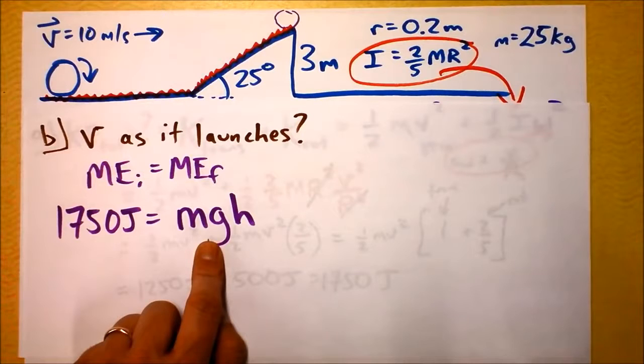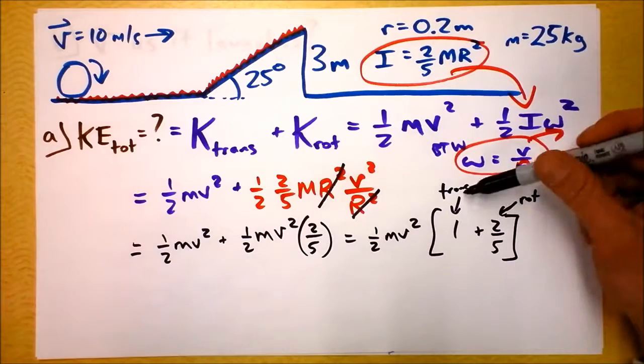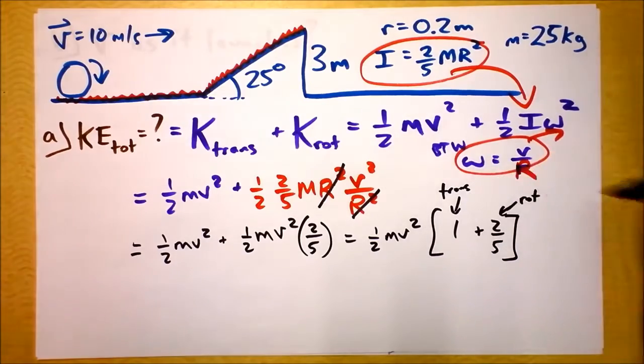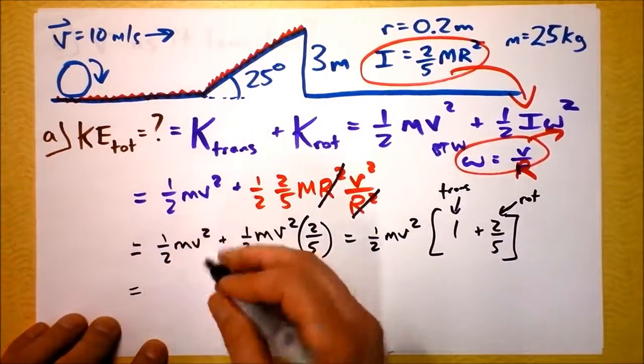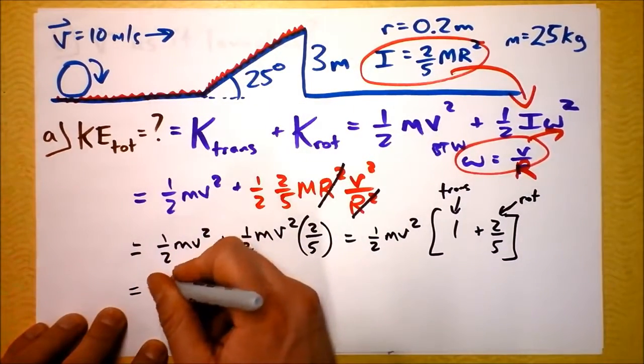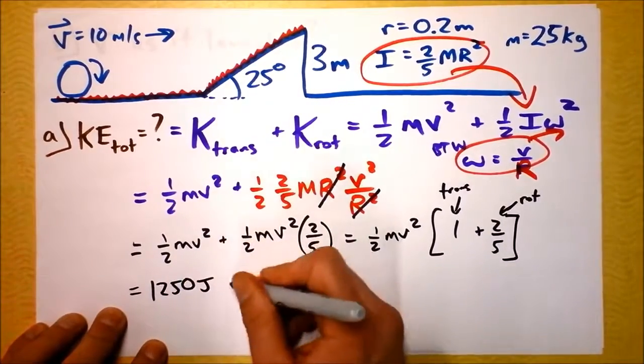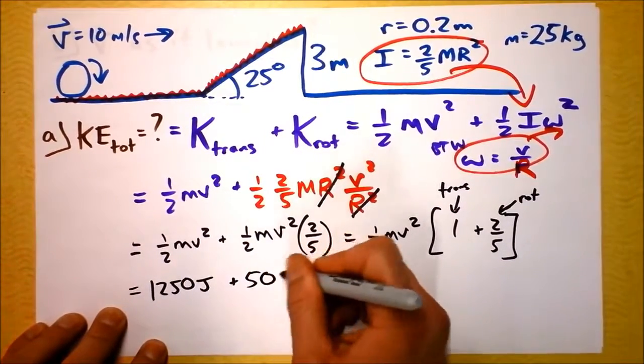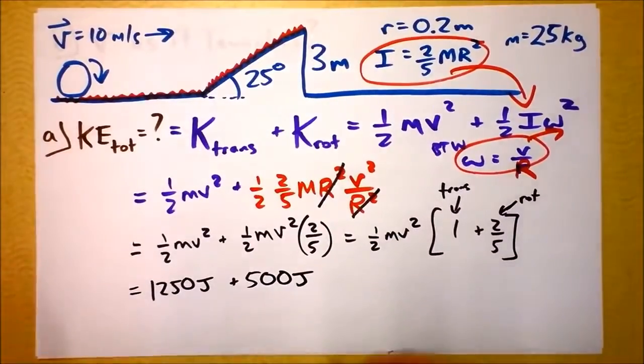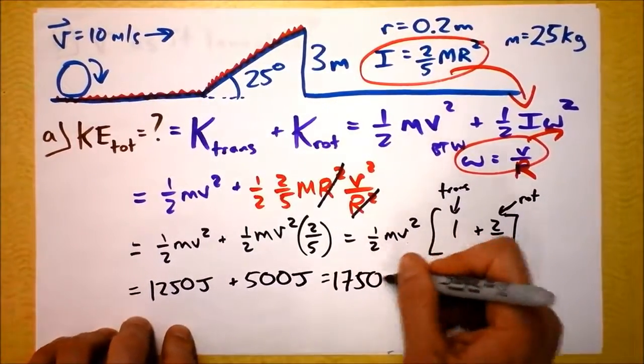It's rotational. That's cool. So 2/7 of the total energy is rotational, and the other 5/7 must be translational. So that's cool. If you actually plug in the numbers right here, you find that this is 1,250 joules plus 500 joules. Okay, cool. So, all right, great.